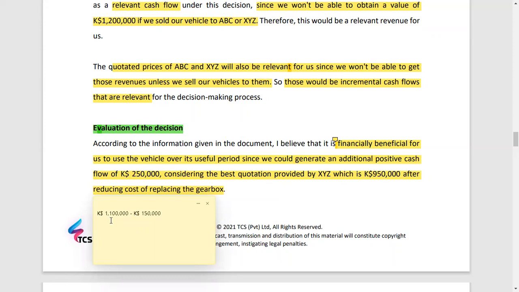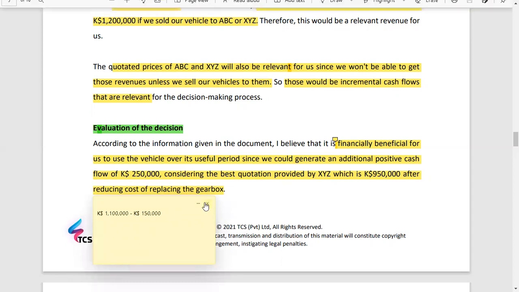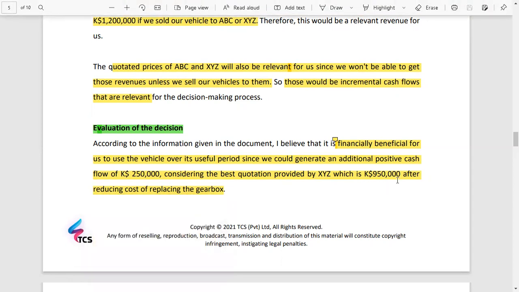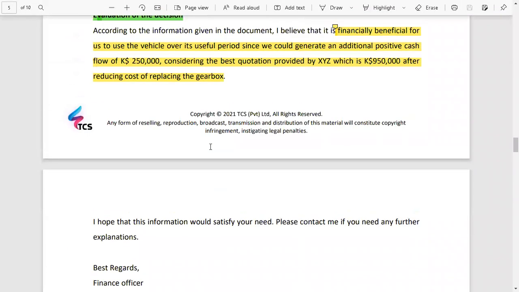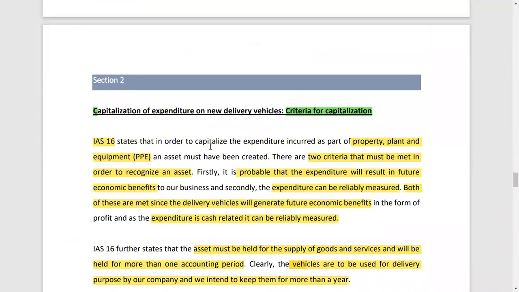So XYZ has quoted a price of 1.1 million. From that, we have to deduct the gearbox replacement costs, coming to 150,000. So the best quote which we have gotten is 950,000. However, when you look at the present value of future cash flows, it's 1.2 million, higher than the quote provided by XYZ. All right, so that's the answer for part 1.